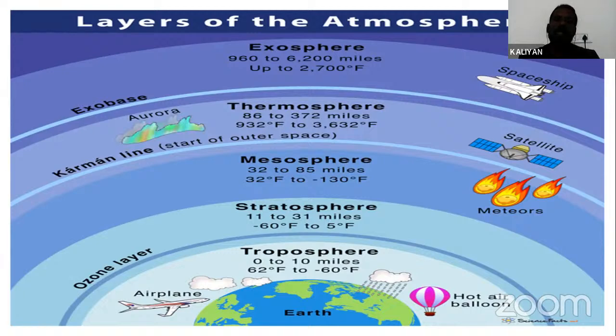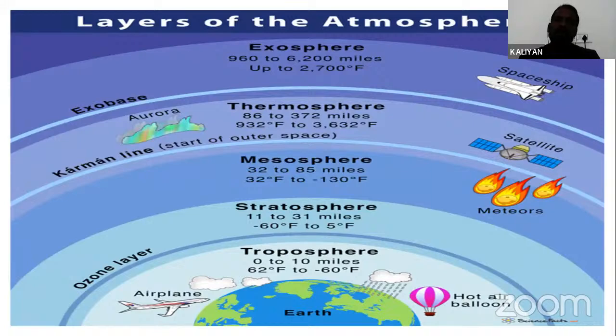So the thermosphere distance is 86 to 372 miles, and the ionization process happens in the thermosphere. So maybe this question will be coming: in which sphere, which layer of the atmosphere, does the ionization process happen? So, the thermosphere.